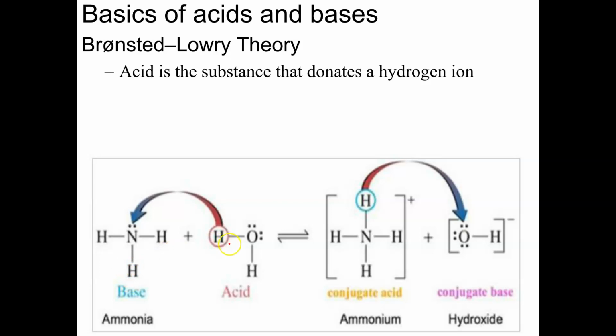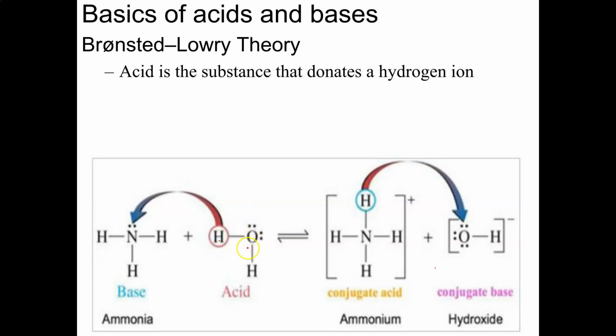So if you look in the scenario, you're not going to obviously have these arrows telling you where everything is going, so you have to predict what's happening. Usually you'll get the reactants and the products, and your job is to look at it and say, okay, you're going from H2O to OH minus. So you lost a hydrogen. That makes that the donator, so this is your acid. H2O will be considered your acid in this situation because of the loss of hydrogen.